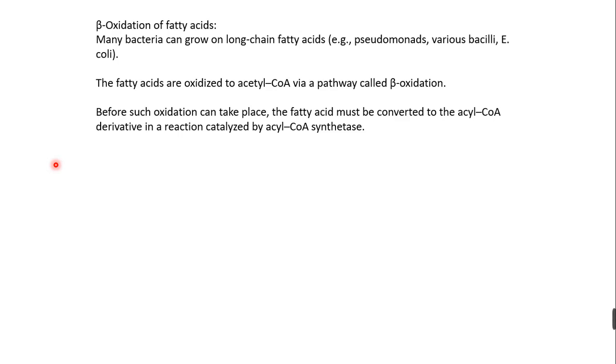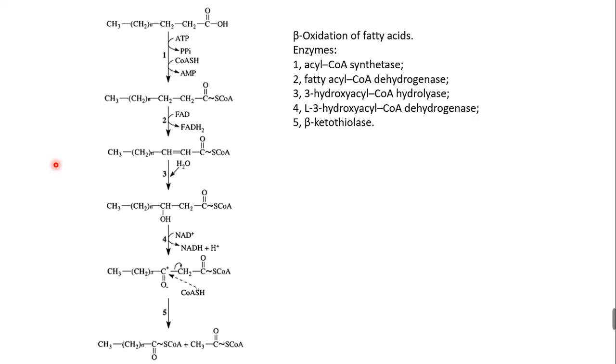We can have the pathway now. This is the overall pathway of beta oxidation. It is a very important question from the examination point of view. There are 5 enzymes: acyl-CoA synthetase, fatty acyl-CoA dehydrogenase, 3-hydroxyacyl-CoA hydratase, 3-hydroxyacyl-CoA dehydrogenase, and ketothiolase. Very simple. We can go through all 5 reactions one by one.